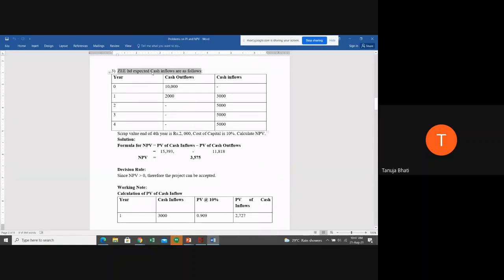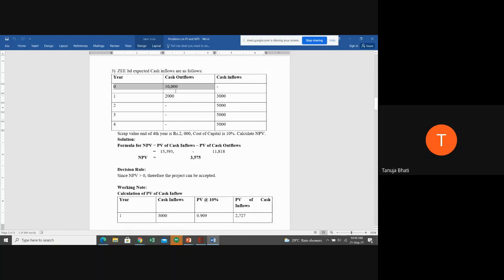Z Limited expected cash inflows are as follows. So see students, now carefully see. Here, cash outflow and cash inflow. When I say outflow, what is the meaning of outflow? Quick students, what is the meaning of outflow? Expenses. Outflow means expenses, your investment, whatever you're going to make. Cash inflow is your returns, whatever you're going to get from the investment that you have made.